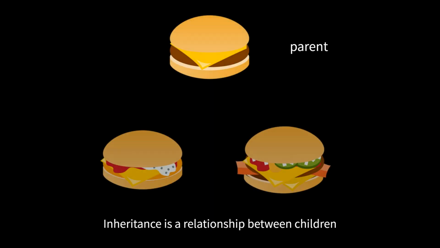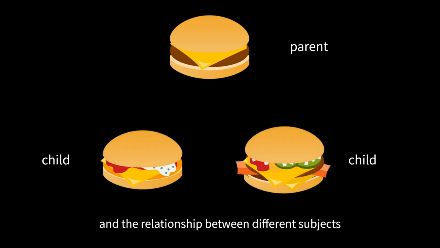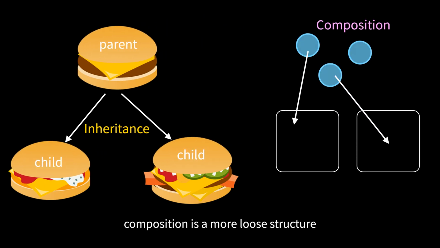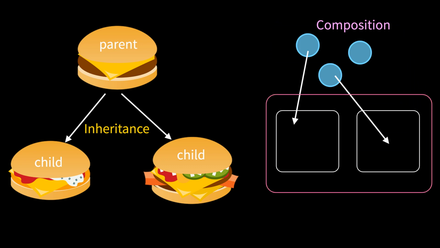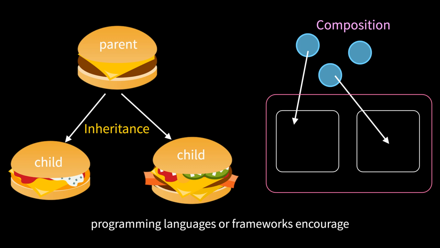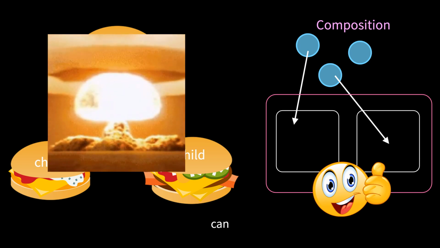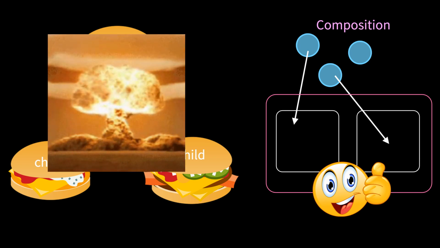Inheritance is a relationship between children and parents, and the relationship between different subjects is very close. However, composition is a more loose structure, which means that methods and classes can be considered separately, which is relatively flexible. Nowadays, programming languages and frameworks encourage the use of composition more than inheritance to organize code. The reason is that inheritance can sometimes cause some serious problems.